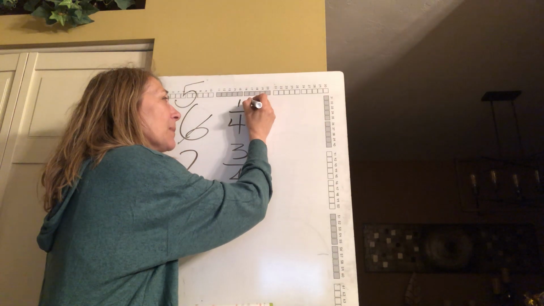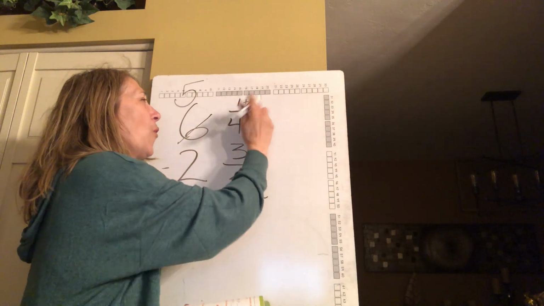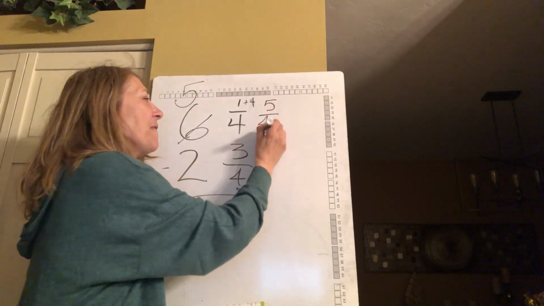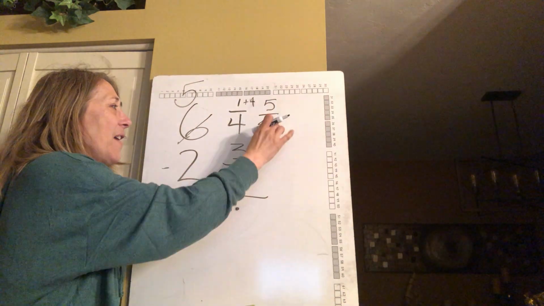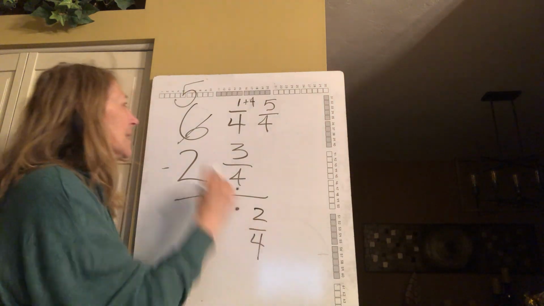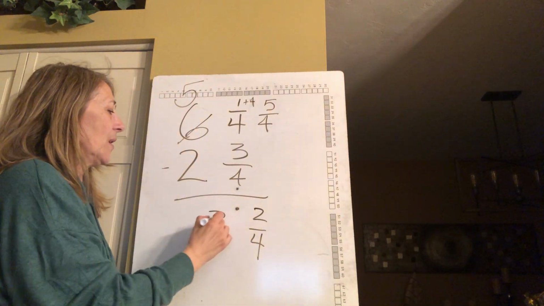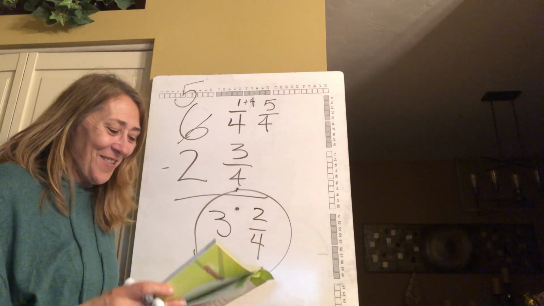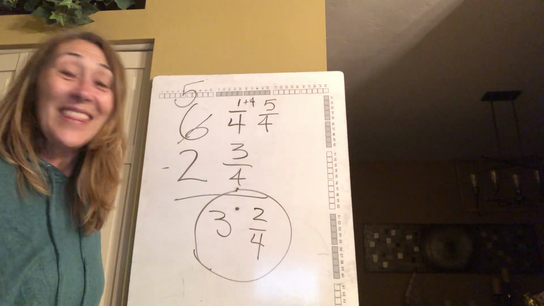So my 1 plus my 4 more makes 5. 5/4. 5/4 minus 3/4 is 2/4. 5 minus 2, 3. 3 2/4. Oh, that's so cool. I love it.